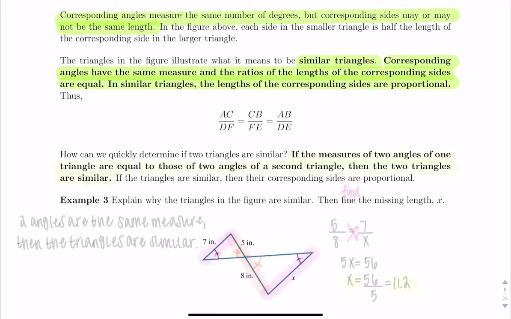So how can we quickly determine if two triangles are similar? If the measures of two angles of one triangle are equal to those of two angles of a second triangle, then the two triangles are similar. If the triangles are similar, then their corresponding sides are automatically proportional. So explain why the triangles in the figure are similar, then find the missing length x.